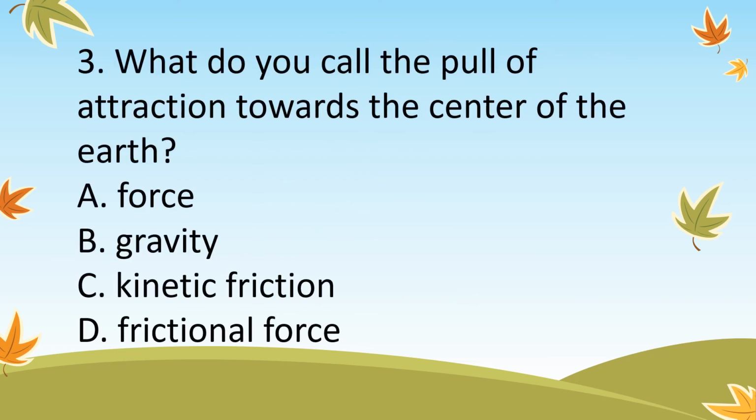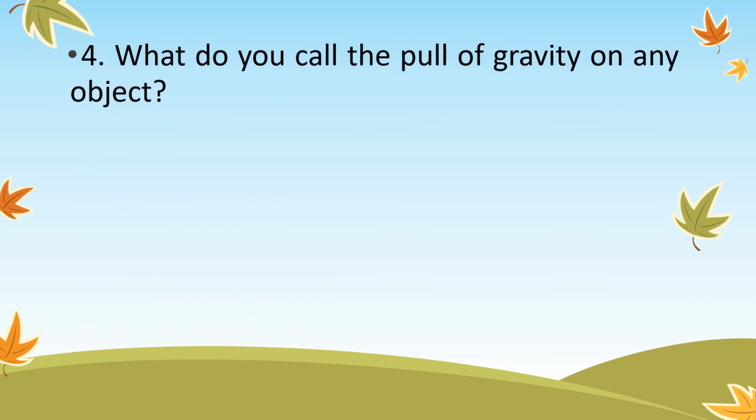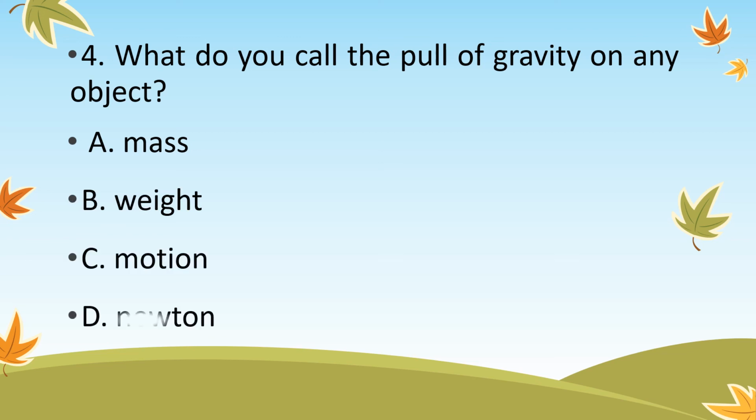3. What do you call the pull of attraction towards the center of the Earth? A. Force. B. Gravity. C. Kinetic friction. D. Frictional force. 4. What do you call the pull of gravity on any object? A. Mass. B. Weight. C. Motion. D. Newton.